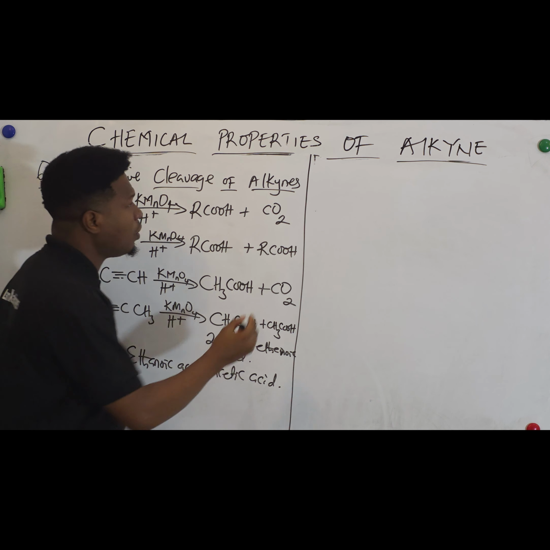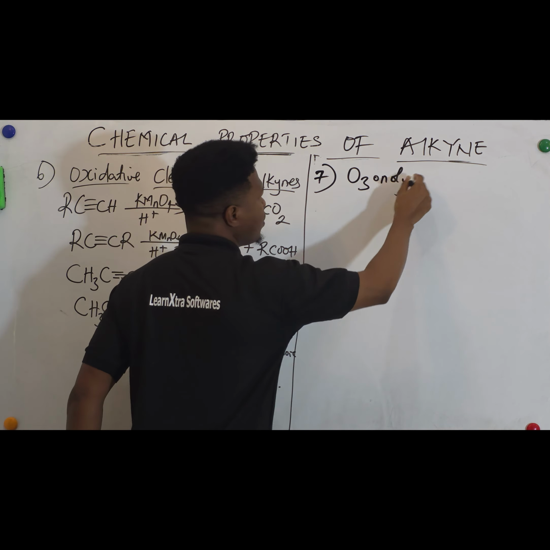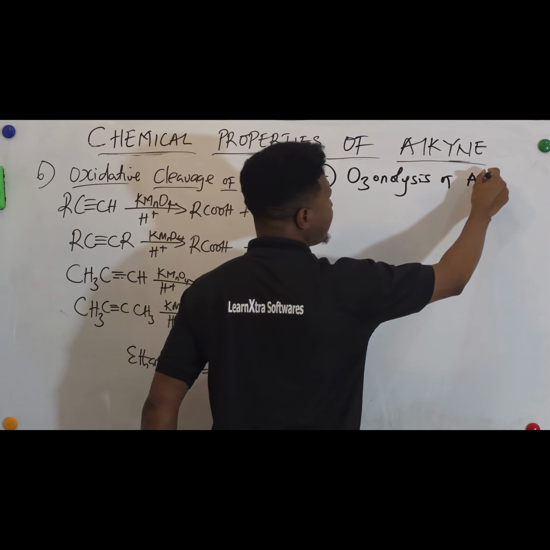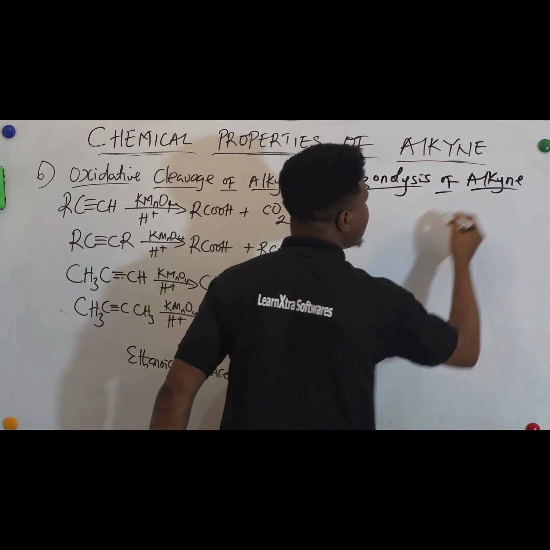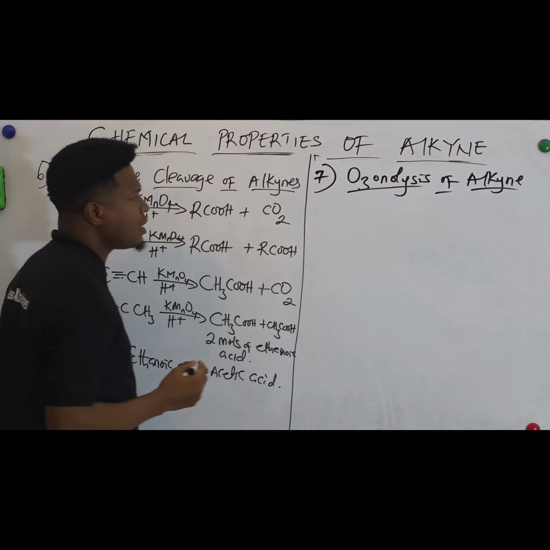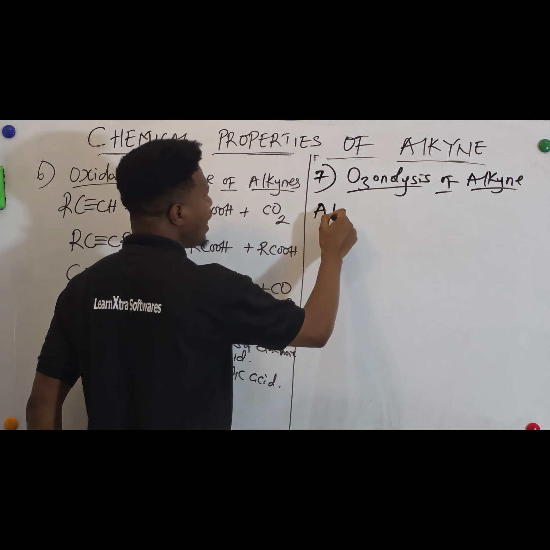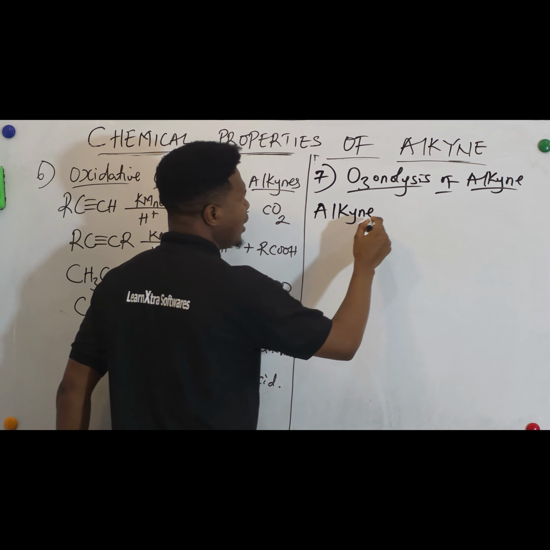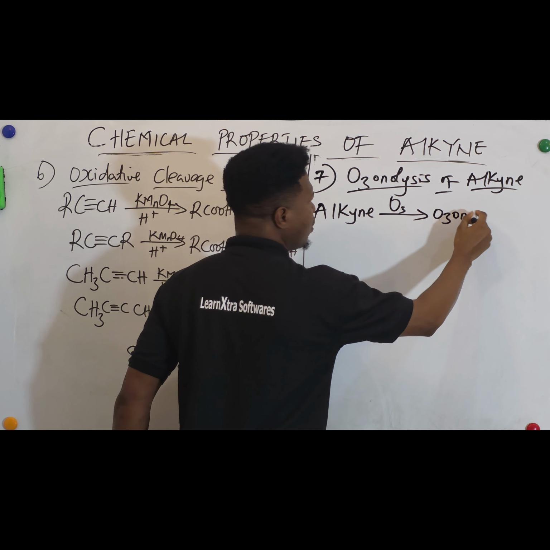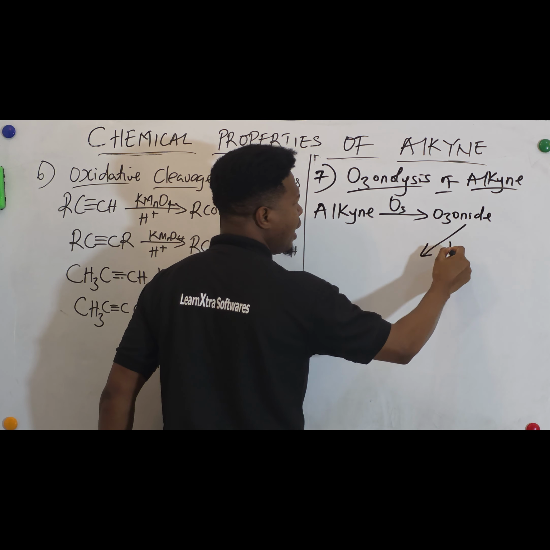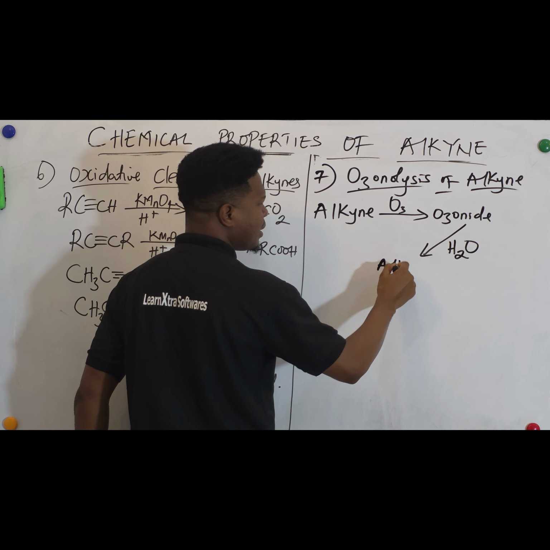So the number 7 reaction I'll talk about now is ozonolysis of alkyne. Ozonolysis of alkyne is the same thing as this, but the difference lies in the reagent. If you react an alkyne with ozone, you are going to form an ozonide. Then you react this ozonide with water, and you are going to form an alkanoic acid.